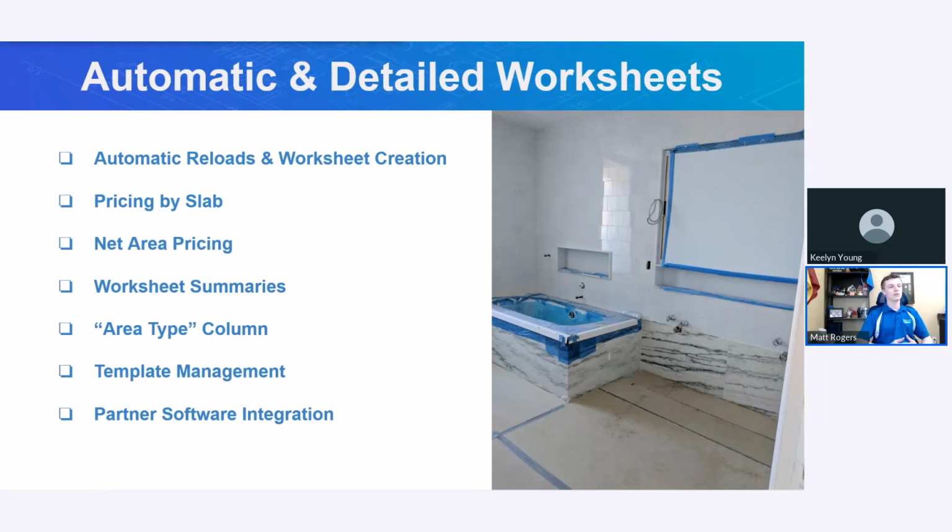So if we wanted to see maybe the countertops versus the splashes and the laminates, we can now actually group things in the worksheet based on these groupings automatically and have that column in here in the worksheets. We do have a few other adjustments in here as well.